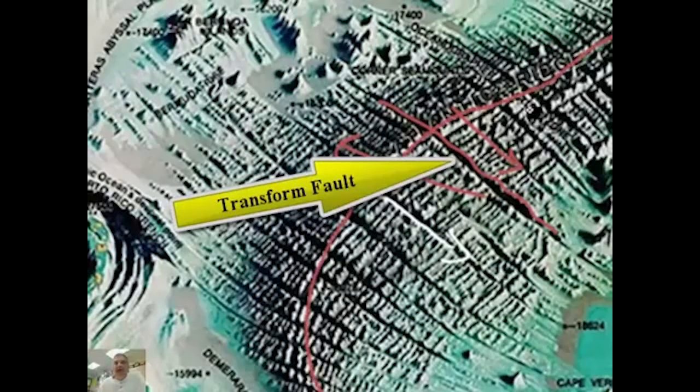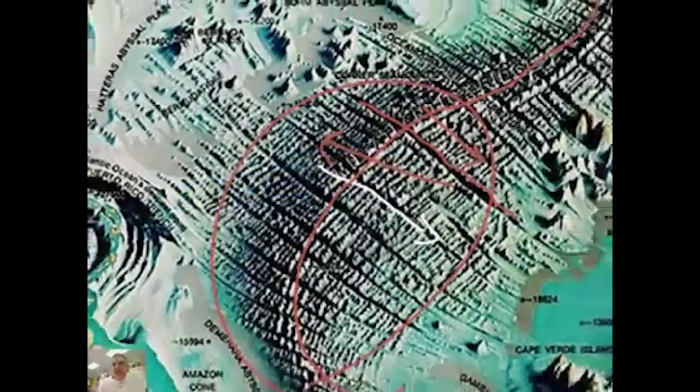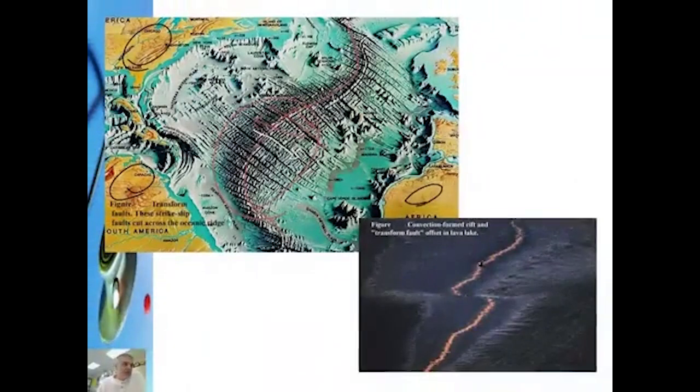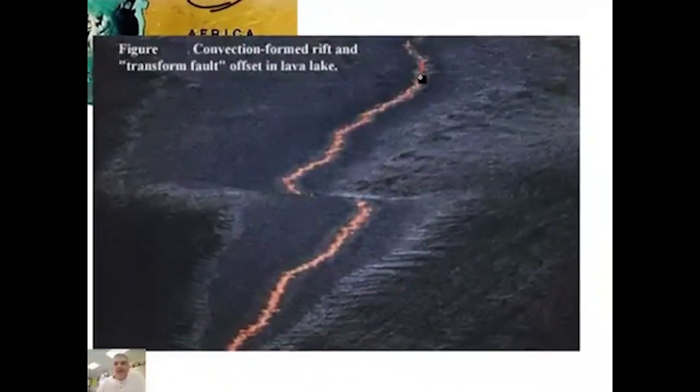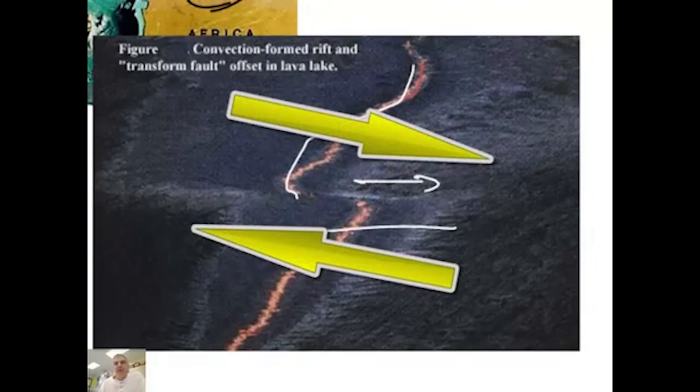Here's a good picture right here with a lava lake right here. But you can see this. Oh, now I need to change colors. Probably to white. As you can see, this stops. So essentially one has moved this way and one has moved that way. So you can even get transform faults in a divergent plate boundary. This is kind of the classic way to see what's actually happening up here.